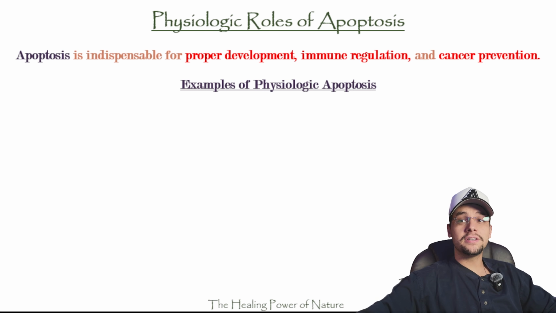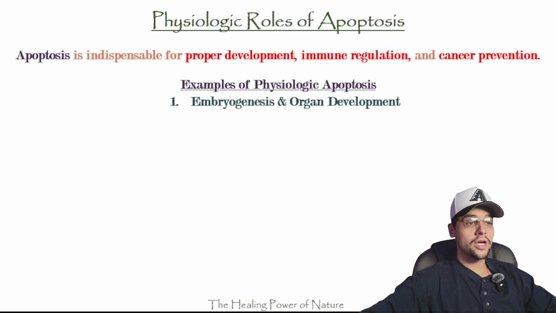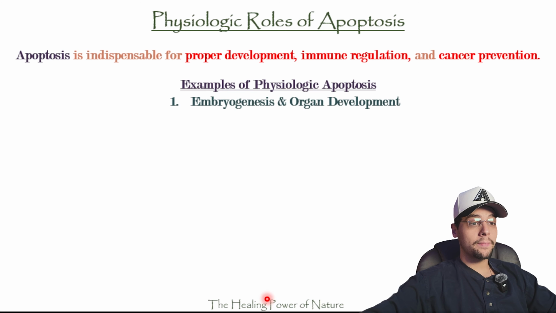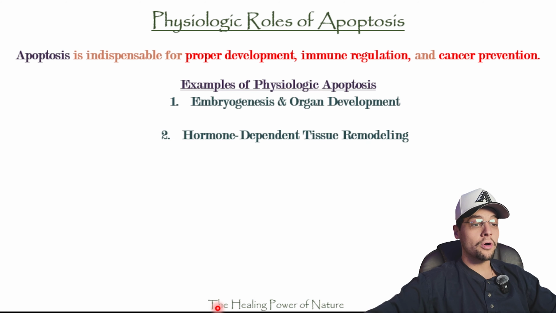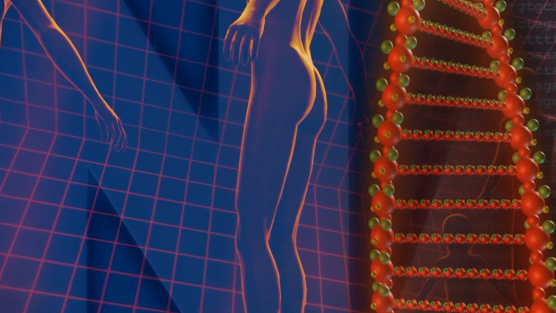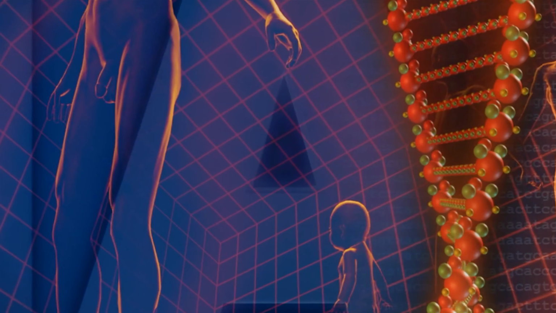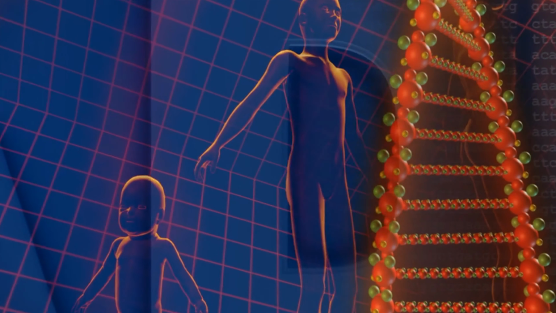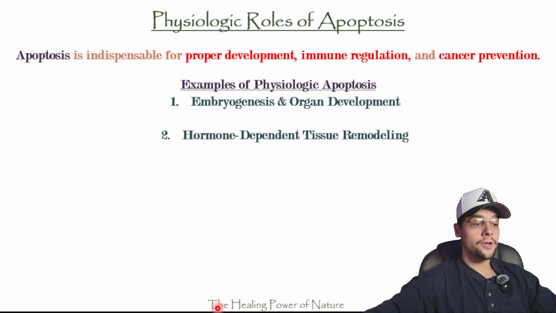Some examples of physiologic apoptosis: embryogenesis and organ development. So it actually forms the digits. Apoptosis shapes the fingers and toes by removing interdigital tissues. There's also neuronal pruning. Apoptosis removes excess neurons, ensuring optimized brain wiring. There's also hormone-dependent tissue remodeling. For example, during menstruation, endometrial cells undergo apoptosis. In post-lactation breast tissue, apoptosis reduces the number of milk-producing cells when breastfeeding stops.